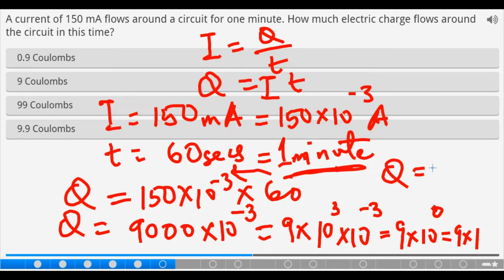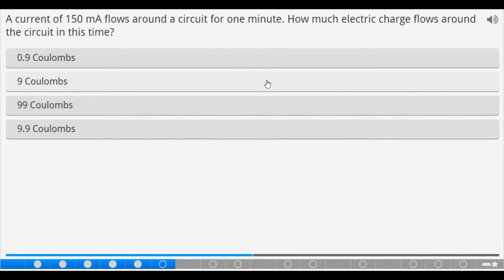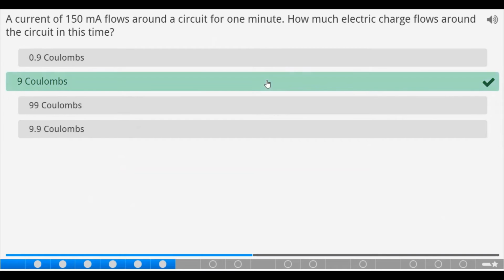Our Q now is what? 9 coulombs. So, coulombs is the unit of what? Charge. Don't forget about that. So, from our option now, let's pick 9 coulombs and see. That is it.